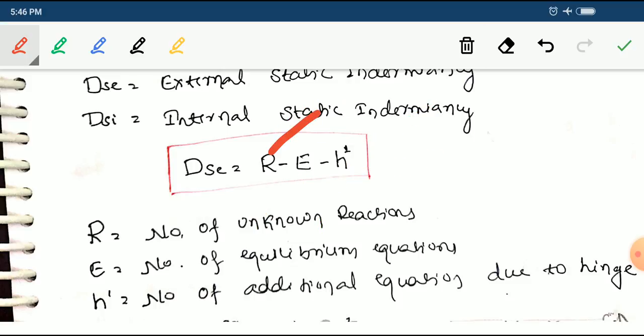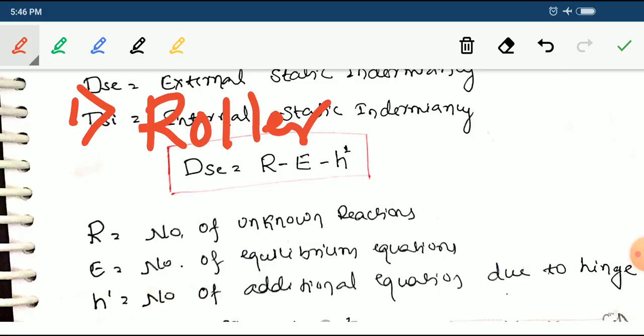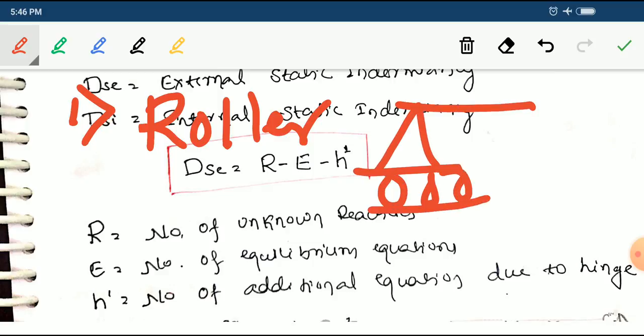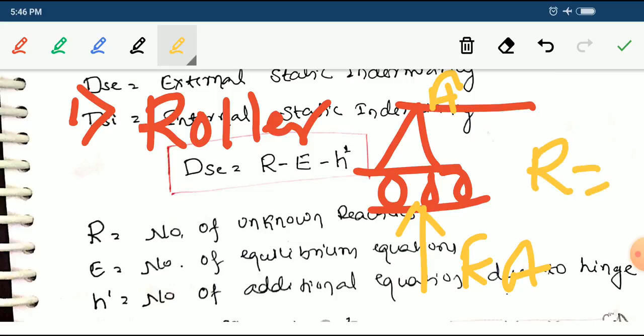Okay, first we will know about R, number of reactions. Usually you know what are the different types of supports. For the supports you have the reactions. First one I will go with the roller support. The roller support will be shown like that. For roller support, how many reactions? For roller support only one reaction, that is always perpendicular to the base. So when a roller comes in the beam, I am supposed to take R value equal to 1.